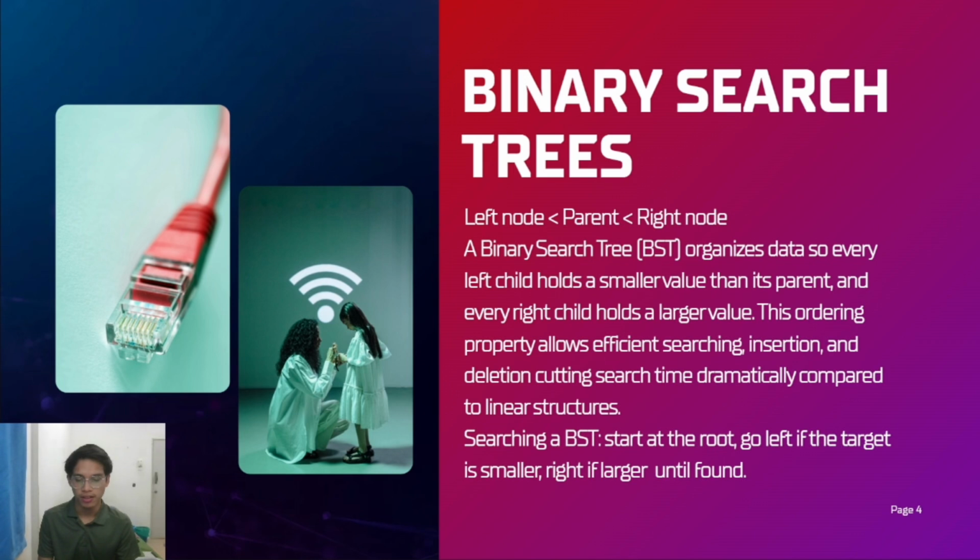The rule is elegant and simple. For every parent node, the left child always holds a smaller value, and the right child always holds a larger value. As you can see, to search for an item, we start at the root. If our target is smaller, we go left. If it's larger, we go right.